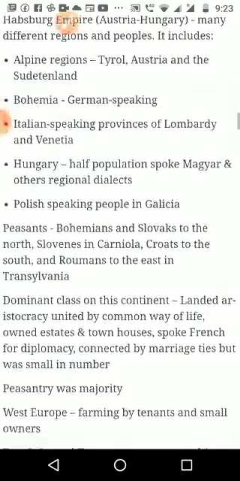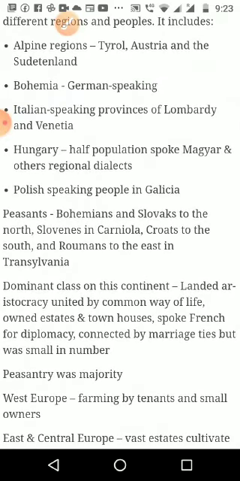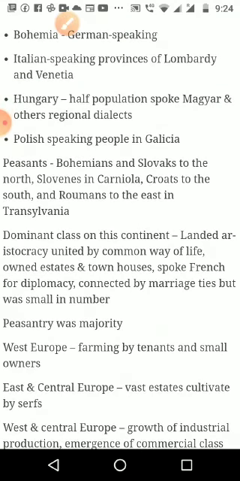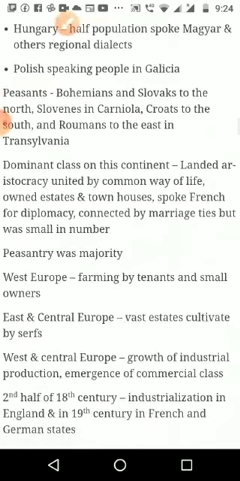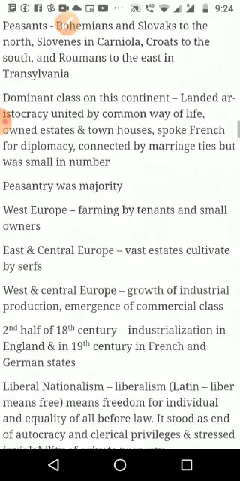It includes the Alpine region, Tyrol, Austria, and Sudetenland. Then Bohemia, the German-speaking area, and the Italian-speaking provinces of Lombardy and Venetia. In Hungary, half the population spoke Magyar and the other half regional dialects. There were Polish-speaking people in Galicia, Czechs and Slovaks to the north, Slovenes in Carniola, Croats in the south, and Romanians in the east, in Transylvania.